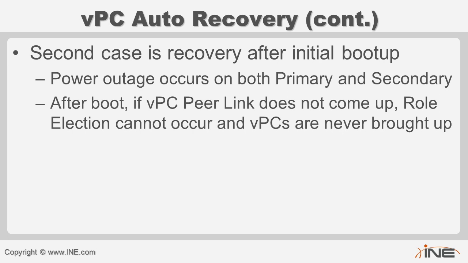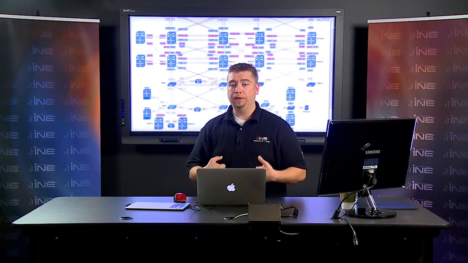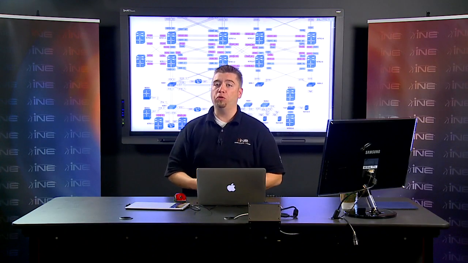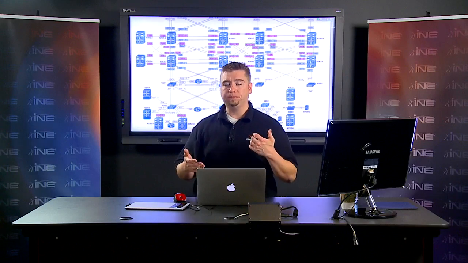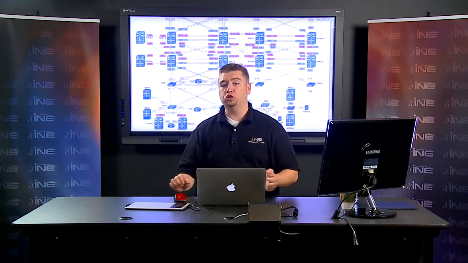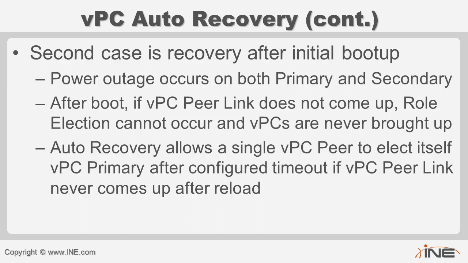Someone's trying to fix the problem. They reboot both of the boxes. Both of them come back. The peer link doesn't come back. The vPC is going to be disabled on both the primary and the secondary because there was never an election to begin with. Now, with auto recovery, there's an exception to this that says a single vPC peer can elect itself to the primary even if the peer link was never established.